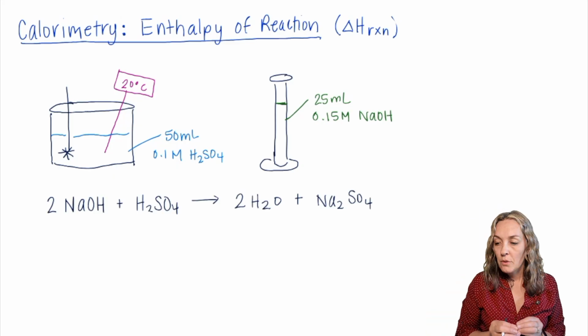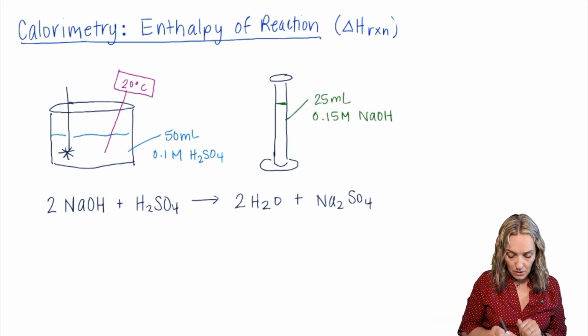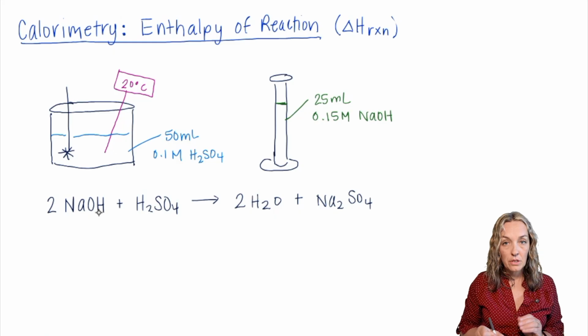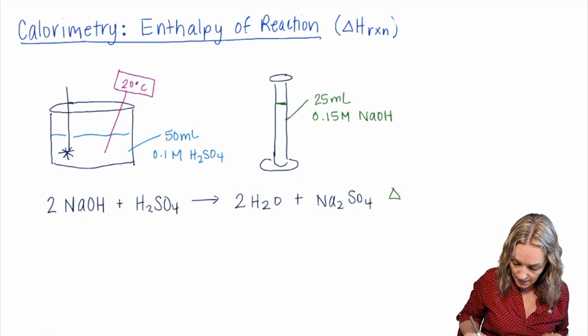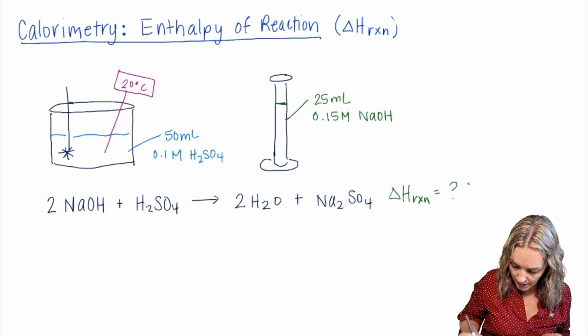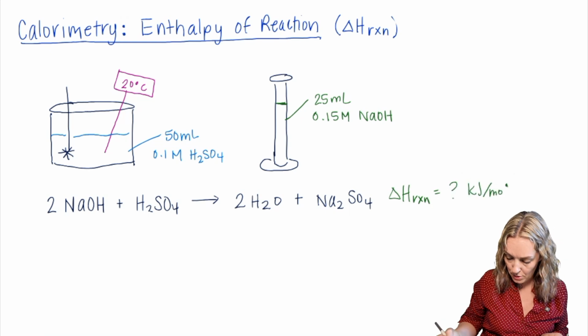All right, my balanced equation is written below. I have NaOH reacting with H2SO4 to produce H2O and Na2SO4. Our overall goal here is to determine the delta H of this reaction, and we would like that answer to be in kilojoules per mole.